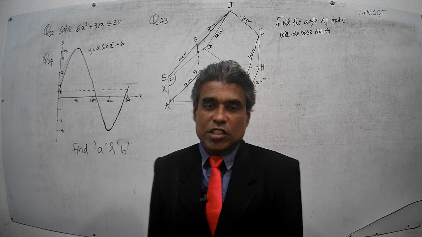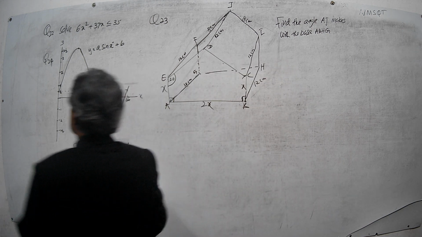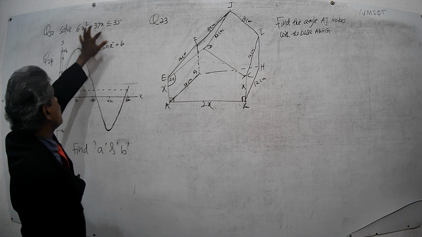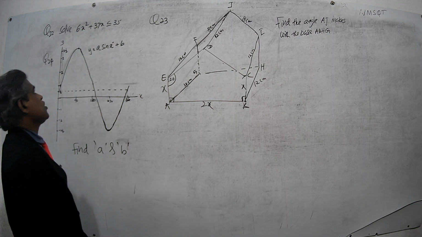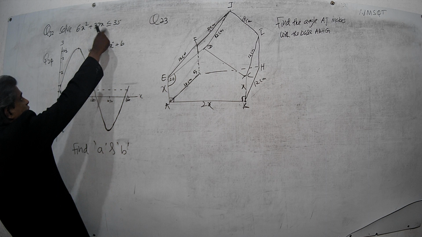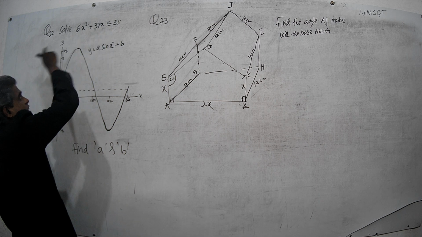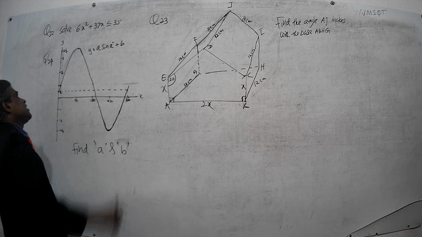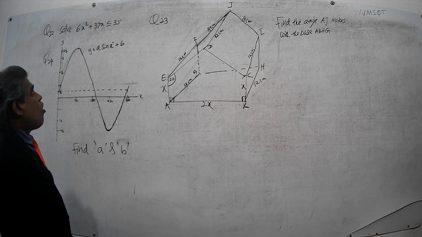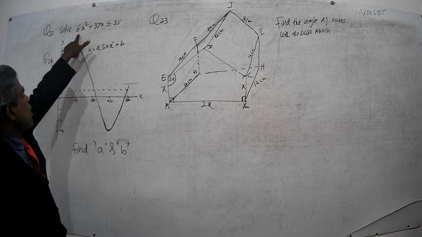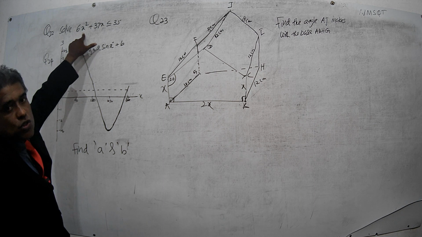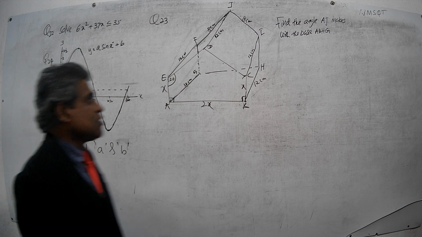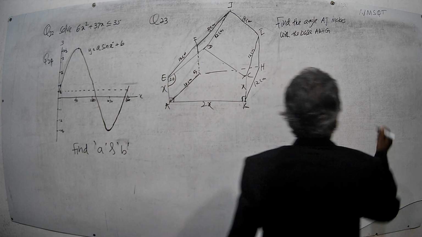Question 22 says solve 6x squared plus 37x less than or equals 35. So that is the inequality, not an equation. In this one, the highest power of x is 2. X squared is there. So therefore, this is a quadratic inequality. Then we will try to solve this quadratic inequality.